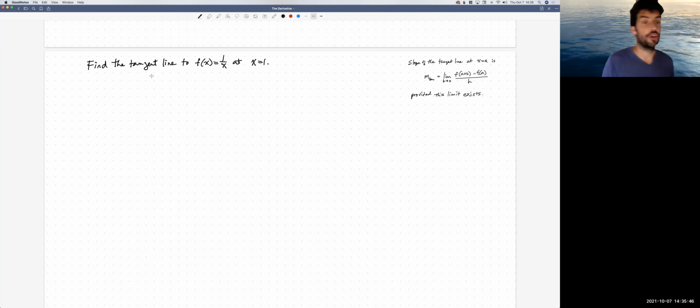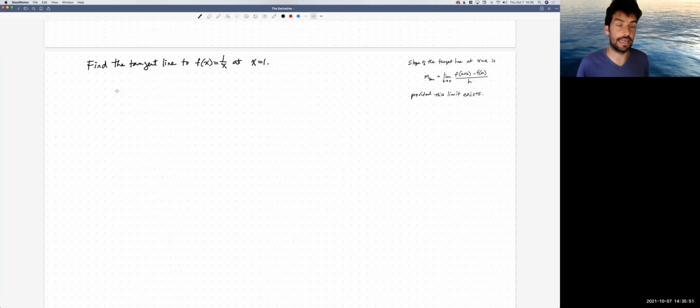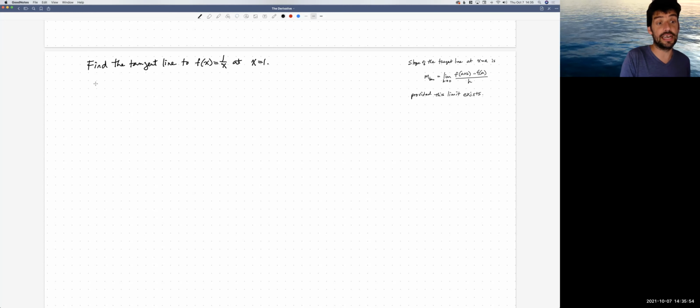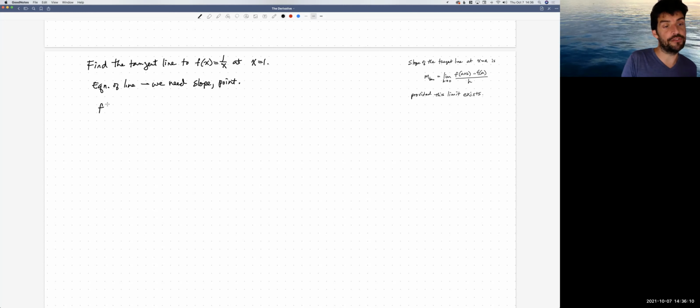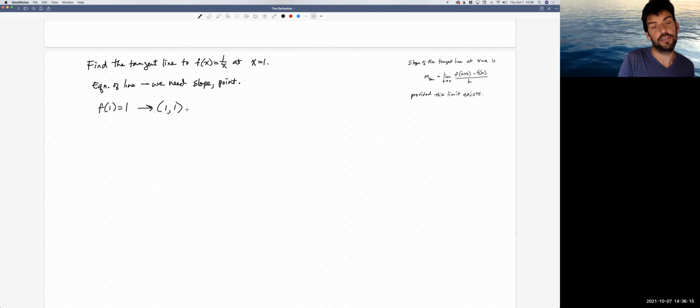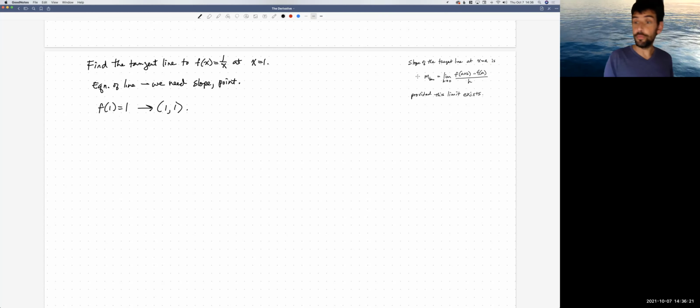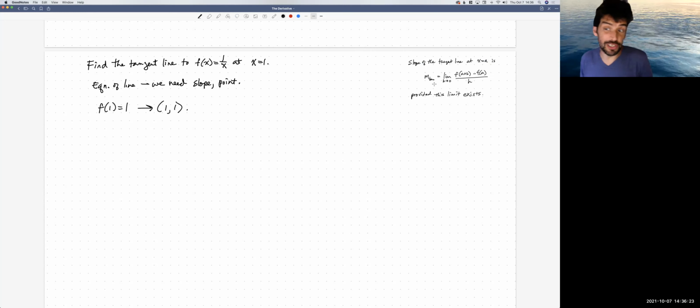Okay, so all we need to do is apply this formula, the slope. So before we say that, to find a tangent line, so to find the equation of the line, we need a slope and a point. Right? Well, the point we have is easy. We know that f of 1 is equal to 1. So this curve goes through the point 1, 1. The slope, we now have the ability to get, or we hope we do, if this limit exists.